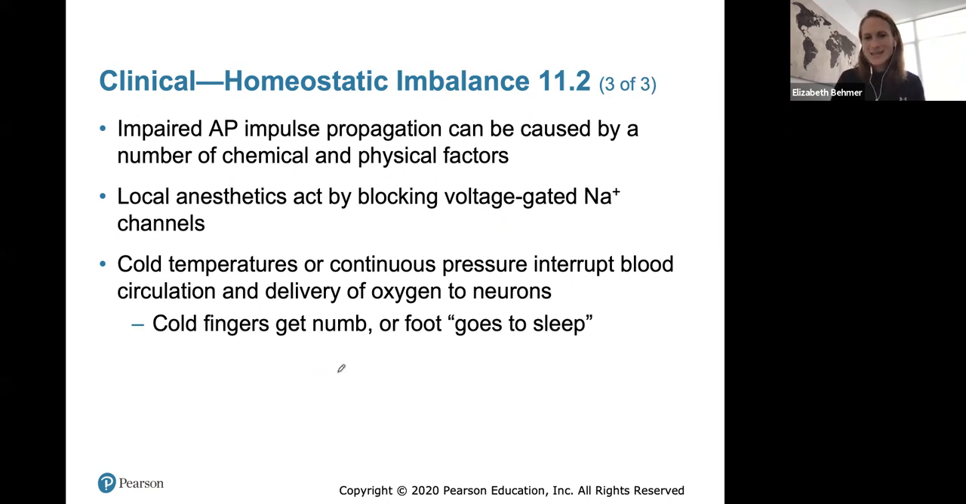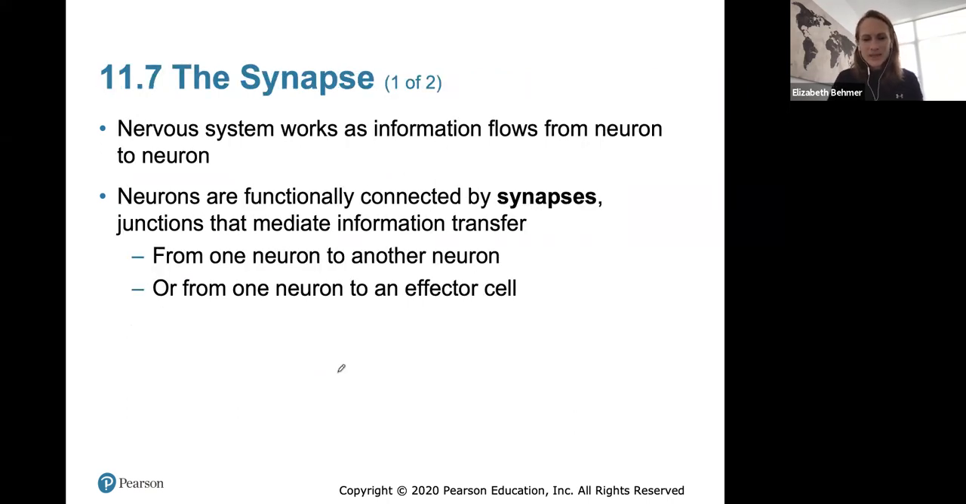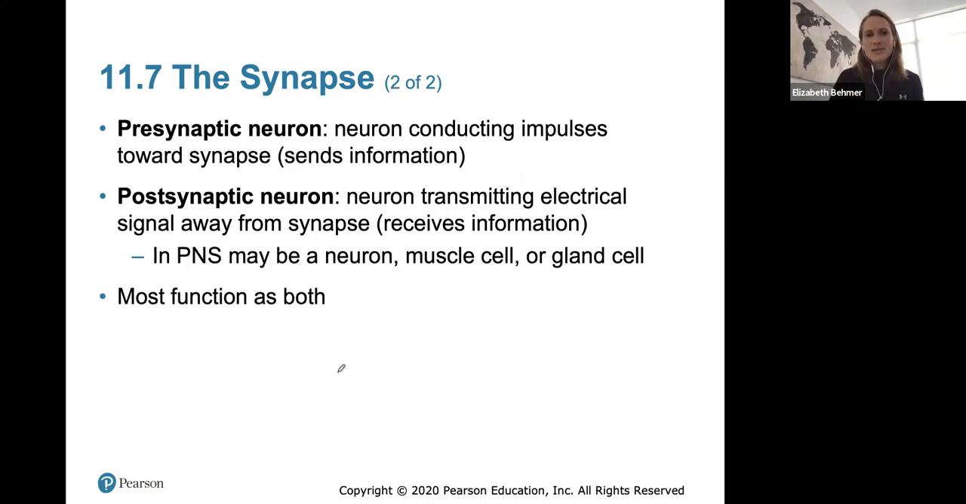So let's talk a little bit about synapses. The nervous system works as information flows from one neuron to another, and they are connected via synapses, or junctions, that mediate the information transfer. We always call the presynaptic neuron the neuron that conducts impulses to the synapse, which will be sending the information. And the postsynaptic neuron is the neuron receiving that electrical signal away from the synapse.